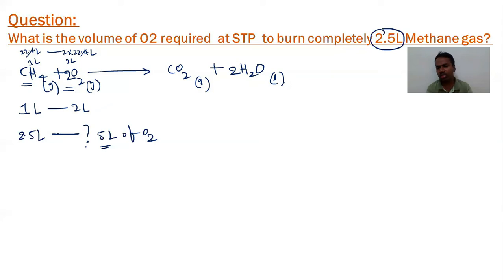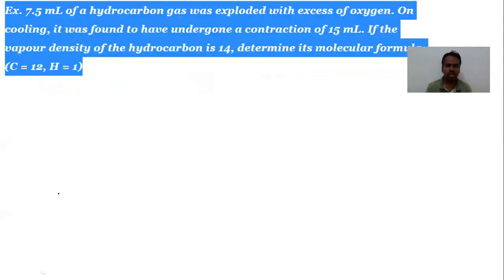Let us take one medium level question and another difficult level question, the same volume-volume relationship only. Now I am going to take the medium level question. The question is: 7.5 ml of hydrocarbon gas was exploded with excess of oxygen, nothing but combustion only. On cooling, it was found to have undergone a contraction of 15 ml. If the vapor density of the hydrocarbon is 14, determine the molecular formula of the hydrocarbon.